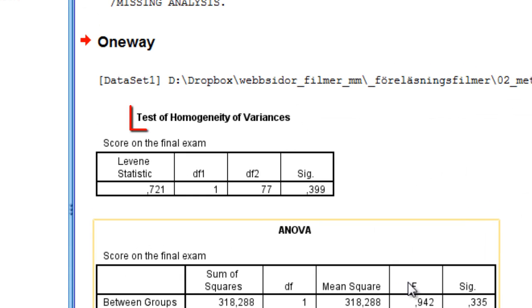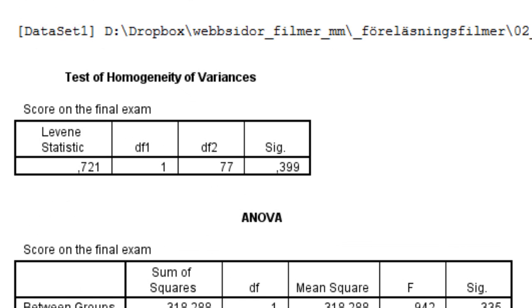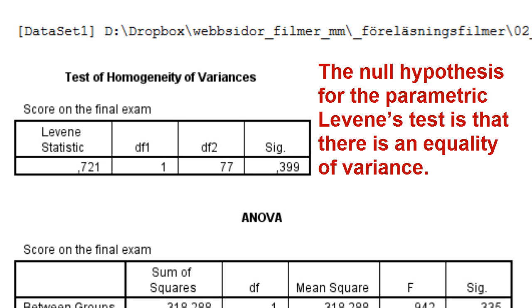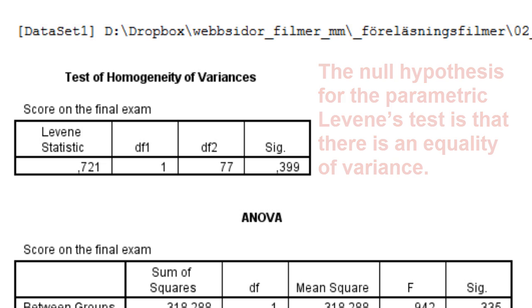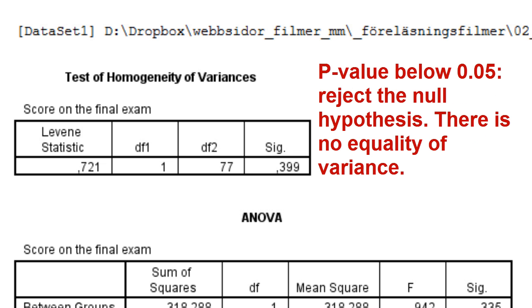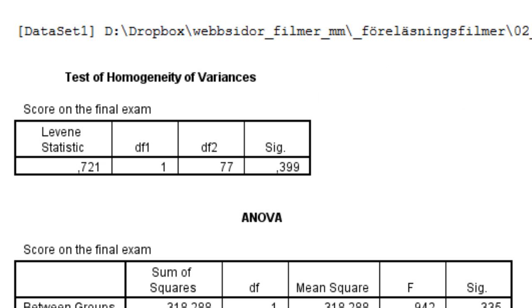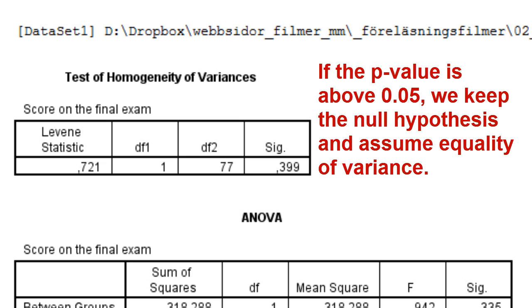Focus on the test of homogeneity of variances and the p-value. And as you know in SPSS, the p-value is always labeled SIG. The null hypothesis for the parametric Levene's test is that there is an equality of variance. If the p-value is below 0.05, we reject the null hypothesis and assume that we don't have equality of variance. If it is above 0.05, we keep the null hypothesis and assume equality of variance.